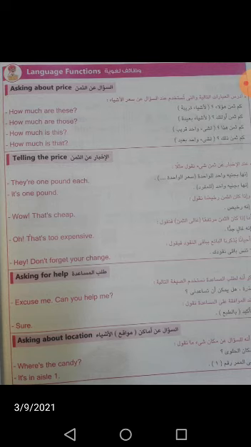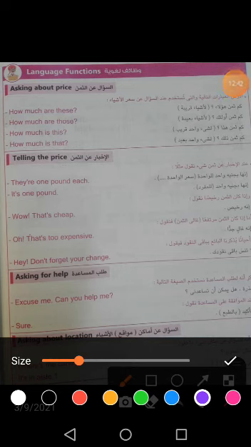Telling the price. If I want to say the price of something, I have to say there, 1 pound. 1 pound what? 1 pound each. Again, there, 1 pound each. Each. Don't forget each. Each one, with 1 pound, okay? It's 1 pound each. Wow, that's cheap. Cheap. CH here sounds like ch, okay?